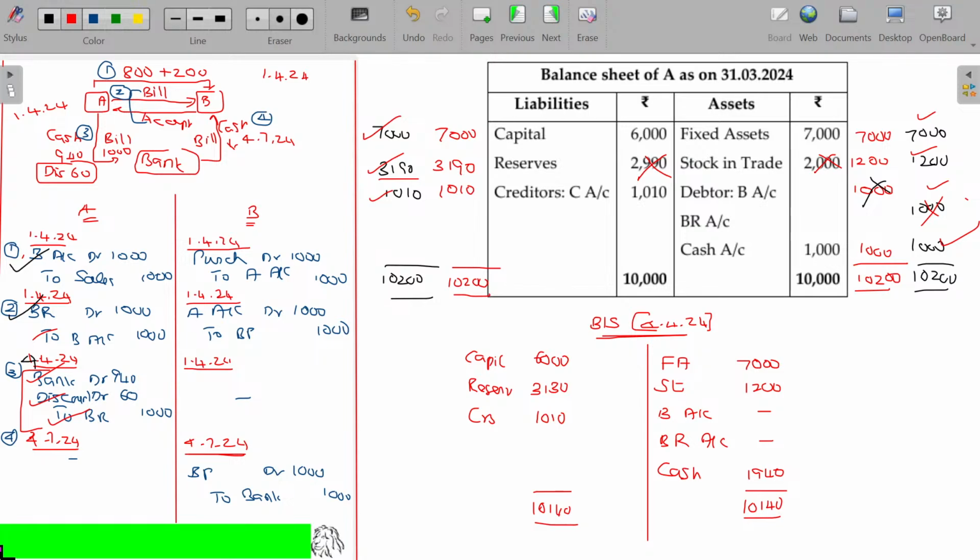If you want to purchase this company and the seller says all the assets and liabilities appearing in the balance sheet will be worth the balance sheet value. Okay, he says, give me the cash. You take my business. If you want to purchase this business, 7,000 plus 1,200 plus 1,940, 10,140 is my asset value, 1,010 being my liabilities, and 9,130 will be the value of the business. Am I right? 9,130 being the value of the business. That 9,130 is nothing but owner's fund.